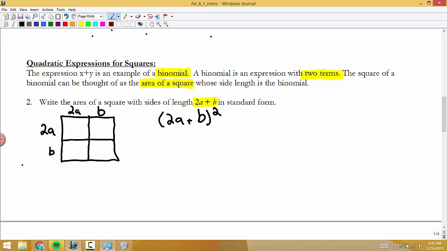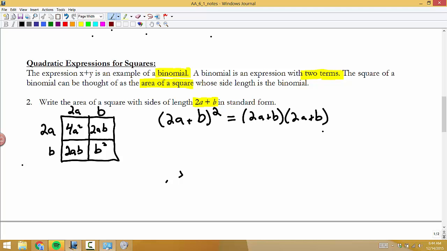So I can go 2a times 2a, which is 4a squared. I have 2a times b, which would be 2ab. I have 2a times b again, which is 2ab. And finally, b times b, which is b squared. So when I write that out, it's really the same as this right here that I have written, 2a plus b quantity squared, which is the same as 2a plus b times 2a plus b.